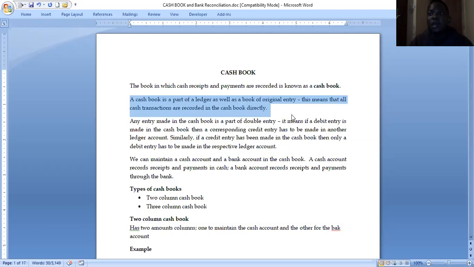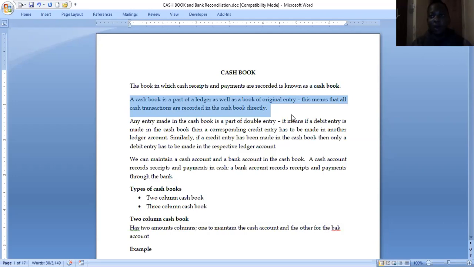So that is to say, when we pay cash, we credit either the cash account or the bank account in the cash book. And when we receive cash, we debit the cash book. To be specific, we either debit the cash account or the bank account in the cash book. So in conclusion, the cash book is a part of the ledger, like any other T account which follows the concept of double entry.